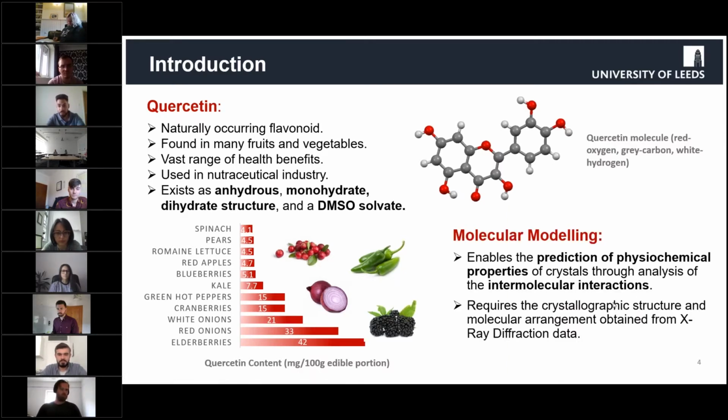While experimental studies can be time-consuming and expensive, molecular modeling can provide another route to study these structures by calculating the intermolecular interactions within the different crystal structures and using that information to explain some of the physiochemical properties, and ultimately be in a position to predict some of them as well. This requires crystallographic information, which we obtain from X-ray diffraction data.